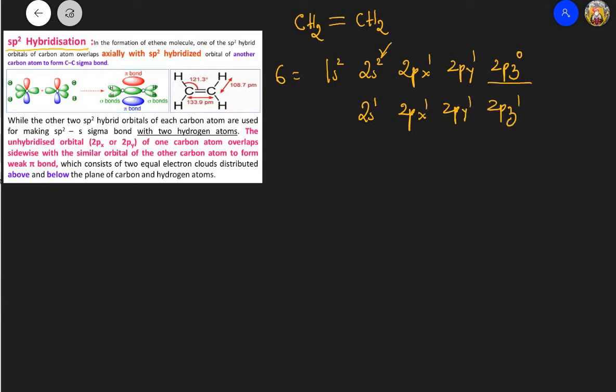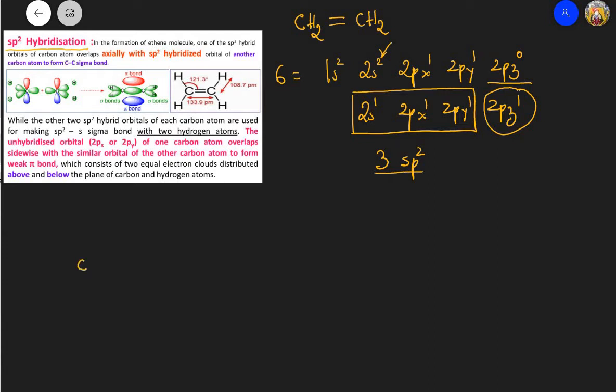But I am speaking with respect to sp2, so there will be only one s orbital and 2 p orbitals involved in hybridization. So the total number will be 3. Which type of orbitals? sp2 hybridized orbitals. And this is left behind as it is, unhybridized.